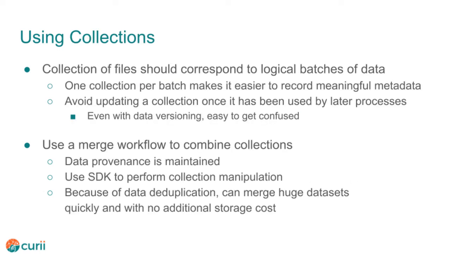When choosing how to organize data in collections, you probably want them to correspond to logical batches of data, such as a single instrument run. This makes it easier to record meaningful metadata. In particular, once a collection has been used in downstream processing, it's a good idea not to change it. Although Arvados tracks collection versions and processing history will correctly refer to the version that was actually used, it's still easy to get confused.